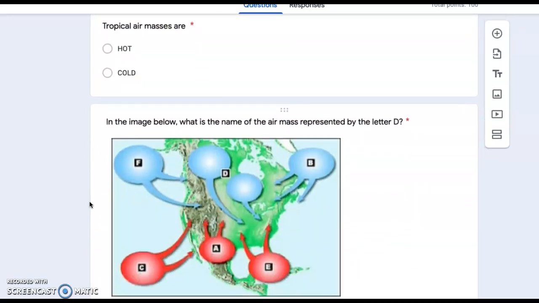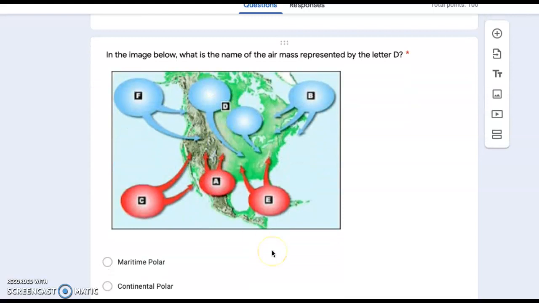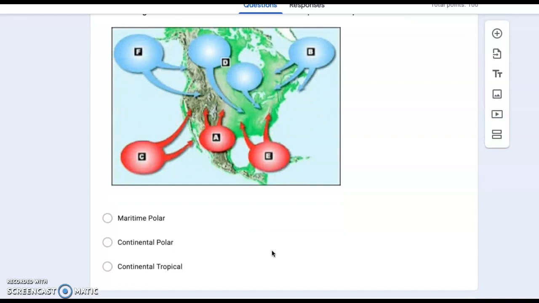In the image below, what is the name of the air mass represented by the letter D? D is right up here. Maritime polar, continental polar, or continental tropical?